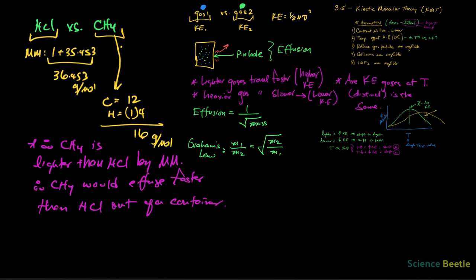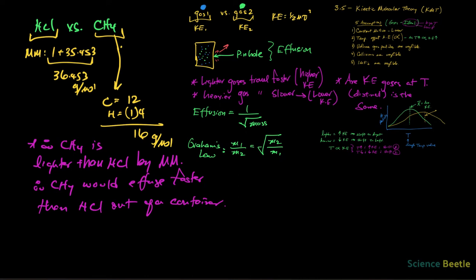Now, if the problem is asking you to compare how much faster, then definitely you want to use Graham's law here or the effusion equation and just compare. So if that's the case, you definitely just want to go ahead and use those equations and solve it out. So if I'm trying to do the solving here, let's go ahead and do that. I'm going to use yellow. So I've already got the molar mass of HCl and CH4.